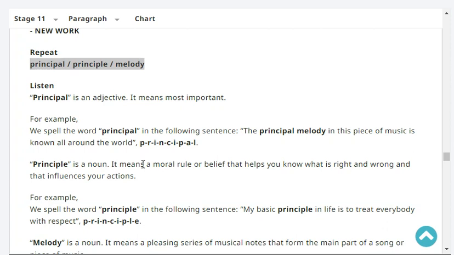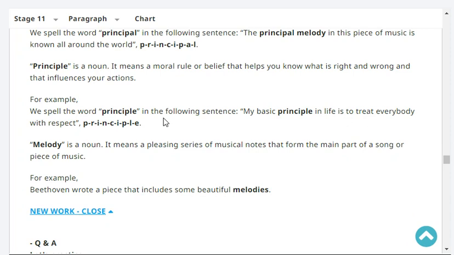Principle is a noun. It means a moral rule or belief that helps you know what is right and wrong and that influences your actions. For example, we spell the word principle in the following sentence: My basic principle in life is to treat everybody with respect. Principle.